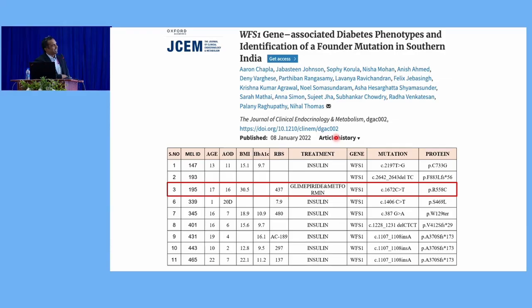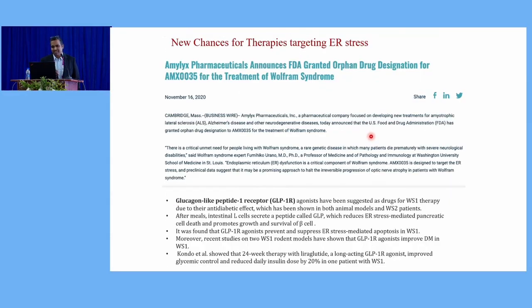Fortunately, we published a series with a range of phenotypes, from the classical form, where we found a founder mutation in 3 individuals, to truncating and non-synonymous heterozygous variants in young onset diabetes. This was published recently in JCM.